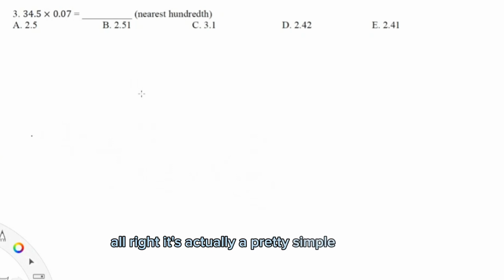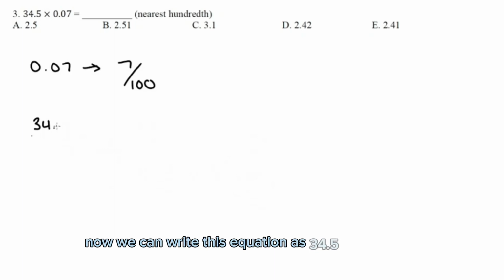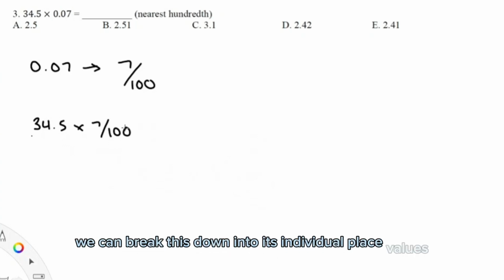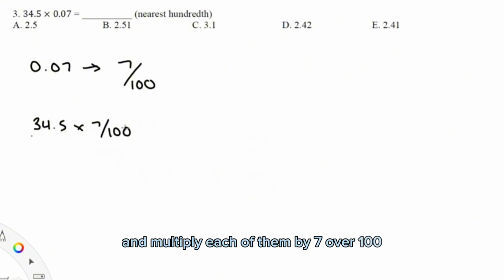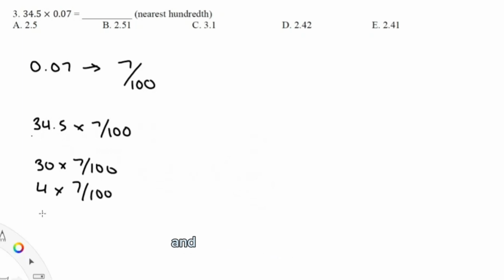Alright, this is actually a pretty simple problem because all we have to do is first convert the 0.07 into 7 over hundredths. Now, even though this is the exact same number, the way we write it makes the multiplication much easier. Now we can write this equation as 34.5 times 7 over 100. Now we can break this down into its individual place values and multiply each of them by 7 over 100. So that's 30 times 7 over 100, 4 times 7 over 100, and 0.5 times 7 over 100.